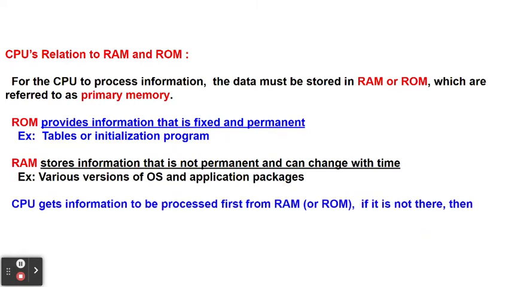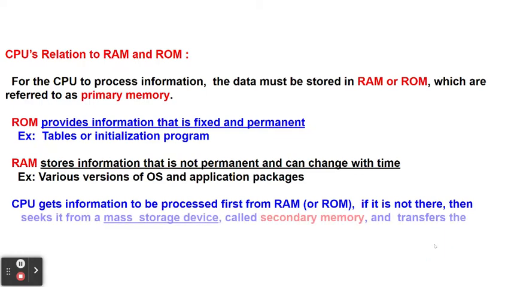The CPU gets information to be processed first from RAM or ROM. If it is not there, then it seeks it from a mass storage device, which we call secondary memory. So the primary memory consists of the ROM and the RAM, while the secondary memory refers to mass storage devices. Take note that mass means big or huge. So we can transfer the information to RAM from these devices if it is not in the ROM.